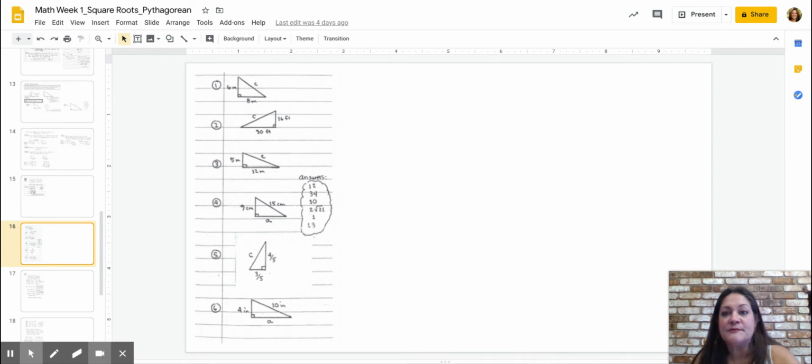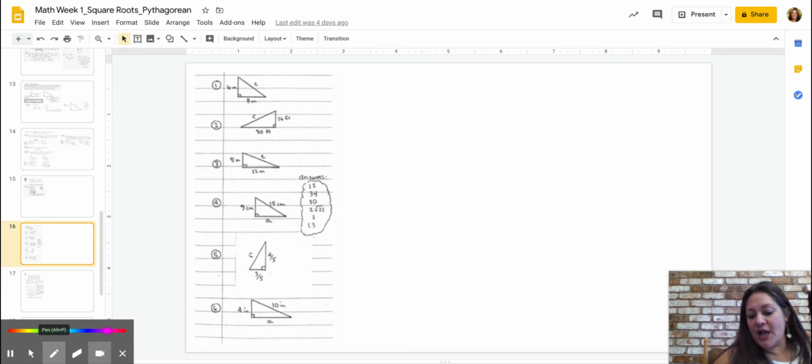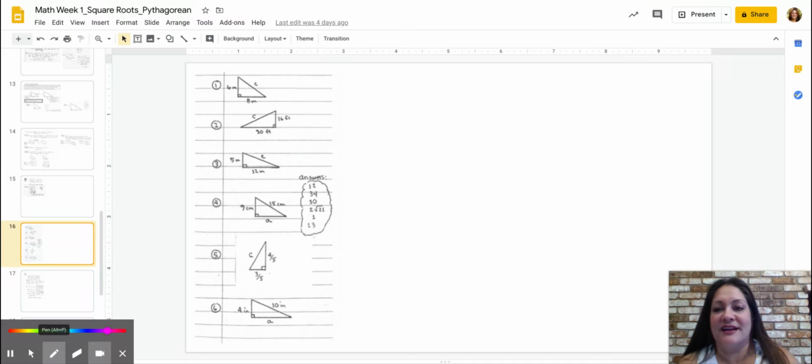So for all of these problems, you're simply going to use the equation a squared plus b squared equals c squared. Okay? All right, let's get going. As I'm writing on my Chromebook, I get real close to the camera, but that's okay. All right, so number 1.